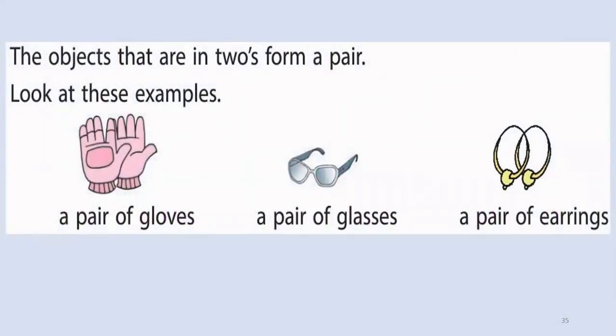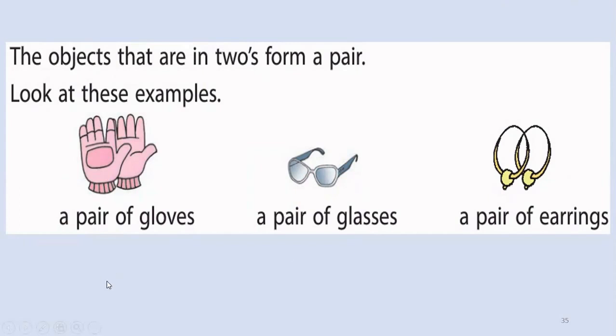Now let us see some examples. The objects that are in twos form a pair. As we know, even numbers are the numbers which are in pairs. So, the objects that are in twos form a pair. Now look at these examples.